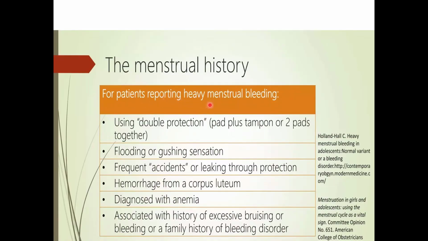For patients reporting heavy menstrual bleeding, continue the same. Ask whether using double protection like pad plus tampon or two pads together, flooding or gushing sensation, frequent accidents or leaking through protection, hemorrhage from corpus luteum, diagnosis of anemia, and association with a history of excessive bruising or bleeding or family history of a bleeding disorder.